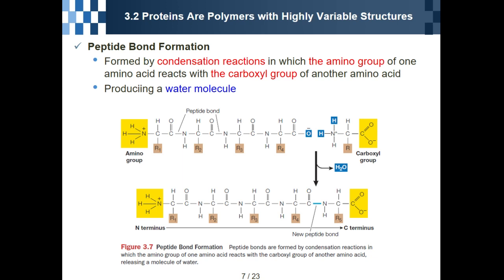Maybe two years ago, during the midterm exam, I showed one amino acid and another amino acid, and asked you to write down the peptide bond formation. So in the blank, you have to write the H2O, and you have to write down the peptide bond like this. So peptide bond formation is also a condensation reaction.